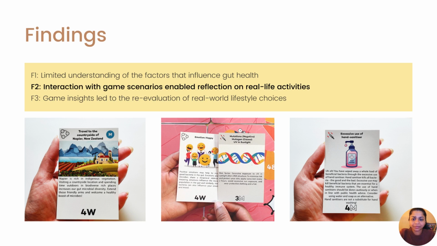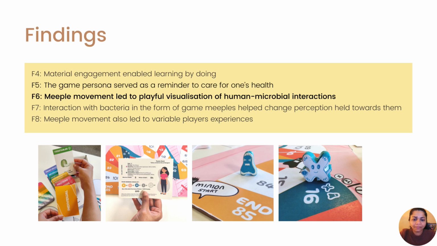Findings: interaction with game scenarios enabled reflection on real-life activities. For example, participants reflected on how the game added a new lens, the lens of the gut microbiome, through which they now view their everyday activities. Meeple movement led to playful visualization of human microbial interactions. Players reported that visual representation helped to bring microbes from their background presence to the forefront of the player experience, thus making it relatable for them.